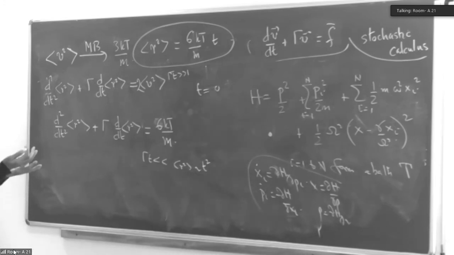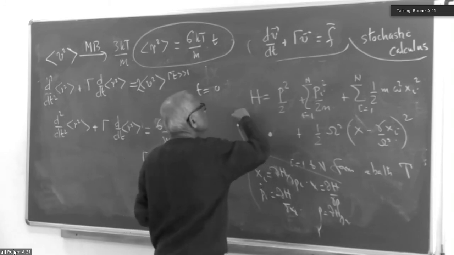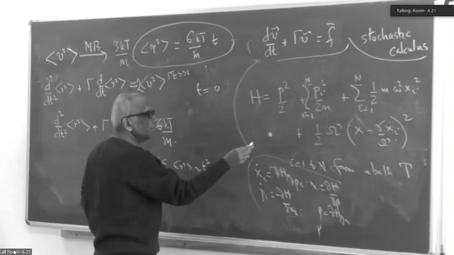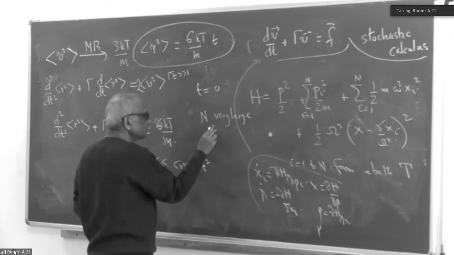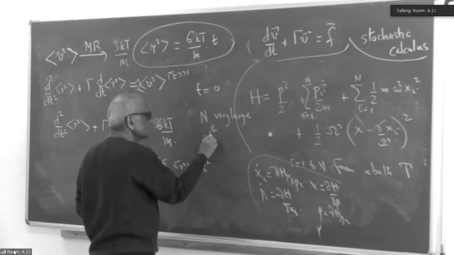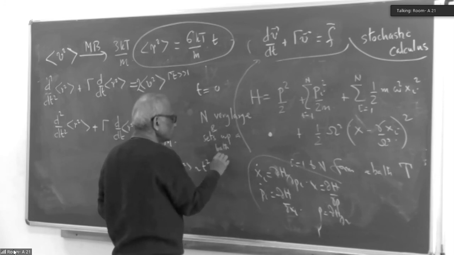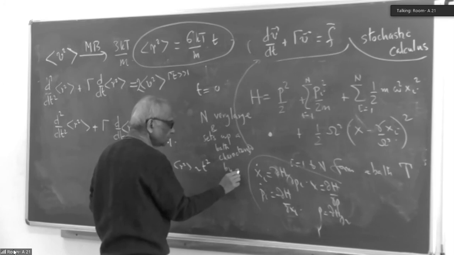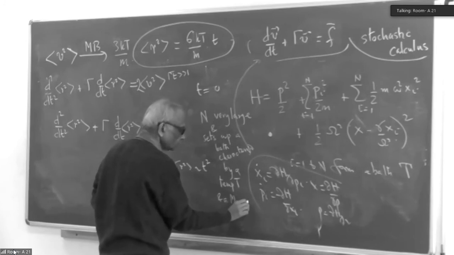You write this down, and what you would find is that this is exactly solvable, as expected for a quadratic system. There is a passage from here to here when n is very large, and it sets up a bath which is characterized by temperature T and a Maxwell-Boltzmann distribution.